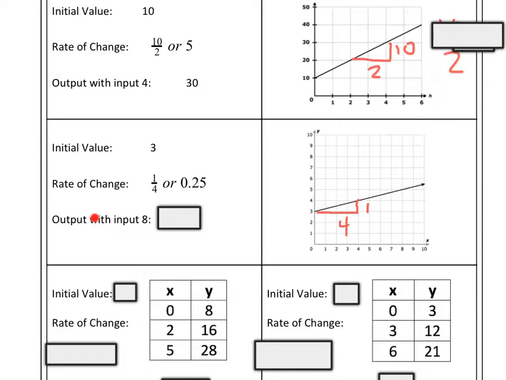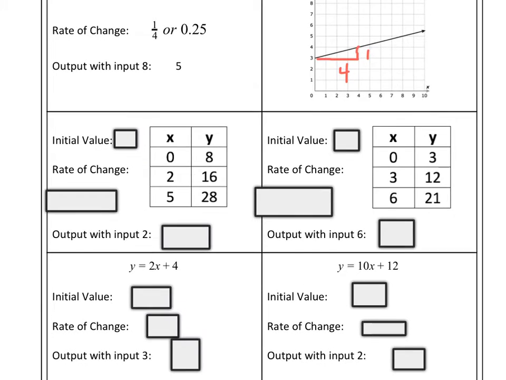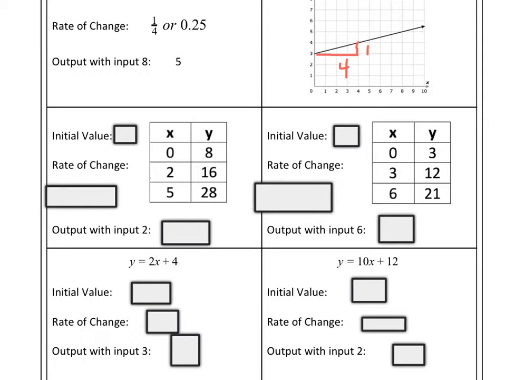And our output with the input of 8, if we go over to 8 on the input, our output is this point right here at 5. So our output with input 8 is 5. Beautiful. Let's try working with tables. We're going to do this pretty much the same way, just looking at the inputs and outputs differently. Our initial value is going to be when the input, or the x, is 0, which gives us a y value of 8. So at 0, our output is 8.